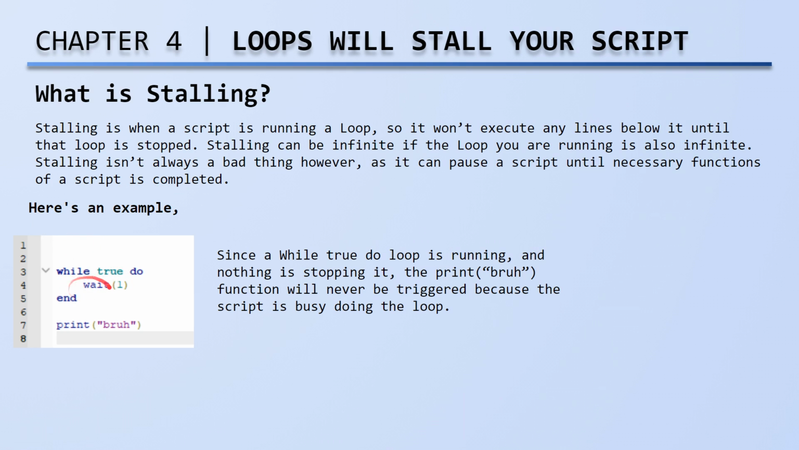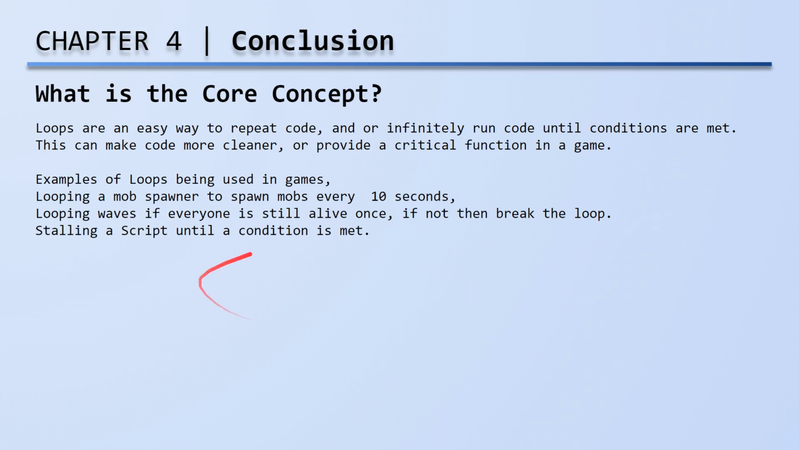just in this example, while true do. Okay, so since this is a while true do, it's infinitely running. Okay, so it will never print bruh, because the loop is essentially going to be stuck in limbo, repeating this over and over again, and just being stalled here, and not being able to print bruh because it's too busy doing this. Okay, and that's basically what loops are.